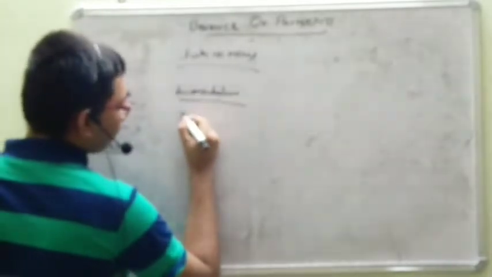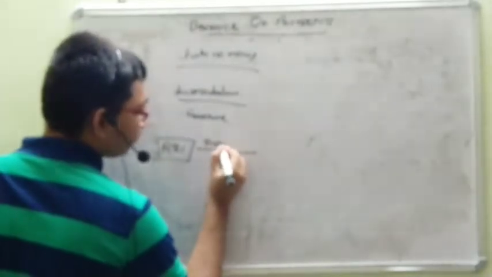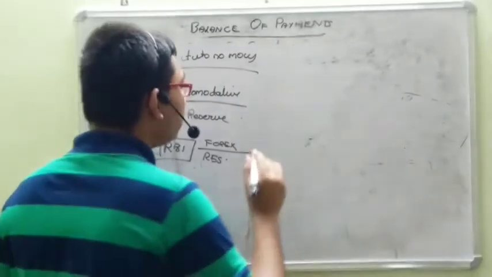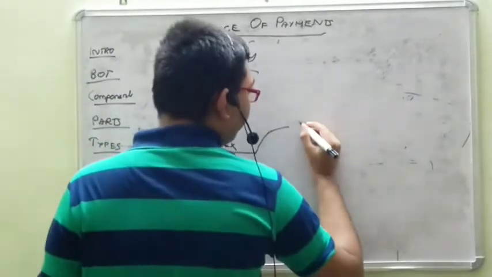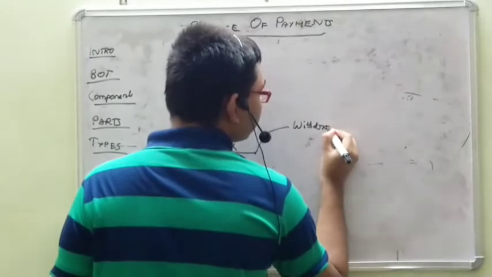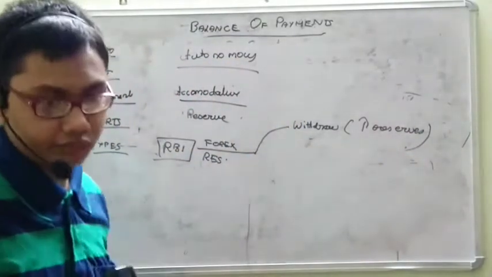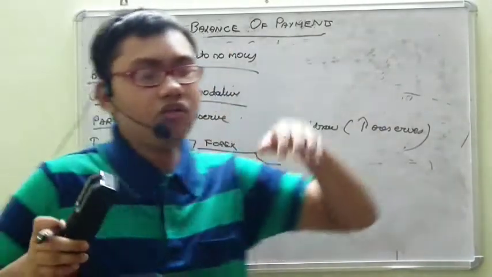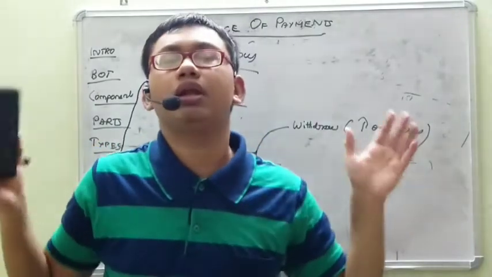The main category of accommodative transactions are reserve transactions. Let's take the RBI, the Reserve Bank of India. The Reserve Bank will have many reserves, forex reserves. What does the Reserve Bank do with these foreign exchange reserves? If ever there is a surplus in the balance of payments of the country, they will withdraw foreign exchange from the economy and accumulate reserves. However, if there is a deficit in the balance of payments, the Reserve Bank will draw down its reserves. It will start releasing foreign exchange into the economy so that the balance of payments is balanced.